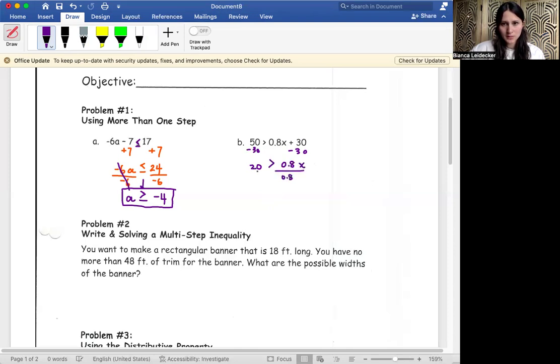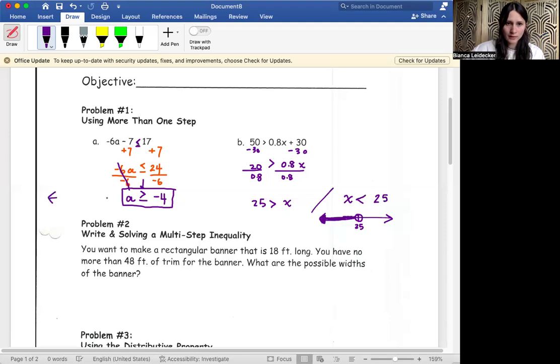Divided by 0.8, 20 divided by 0.8 is 25. I don't have to do anything different because I'm not dividing by a negative. So 25 is greater than x. You can also write this as x is less than 25. If we were to plot this on a number line, 25 would be here. It would be an open circle shaded to the left. All values to the left of 25 can be a potential answer for x.